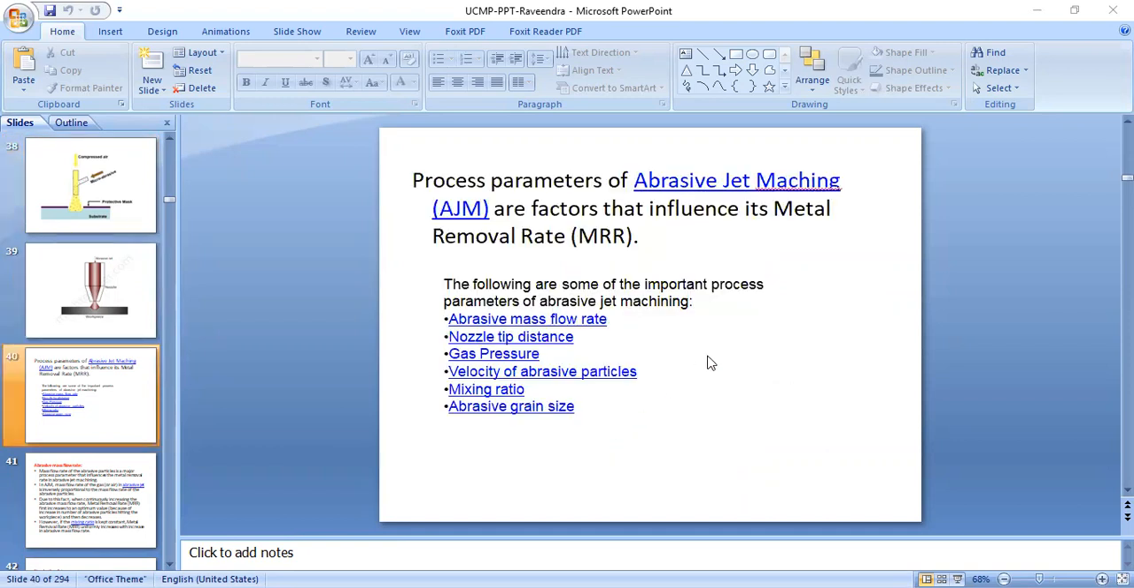The following are some of the important process parameters of abrasive jet machining. One, abrasive mass flow rate, nozzle tip distance, gas pressure, velocity of abrasive particles, mixing ratio, abrasive grain size.